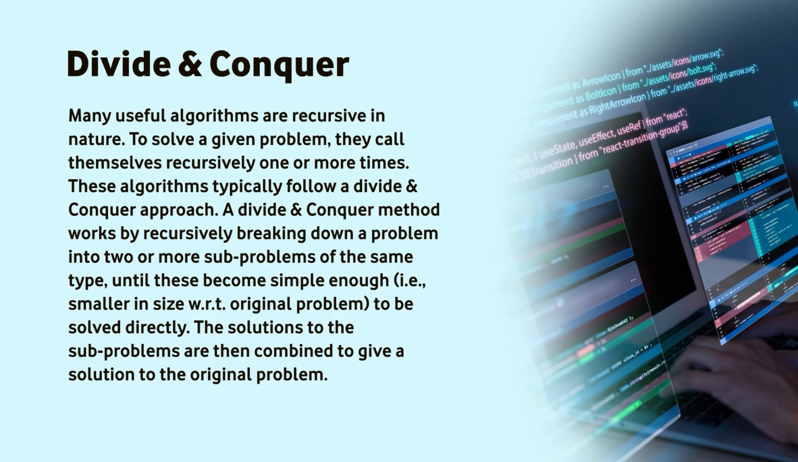But so many useful algorithms are recursive in nature. So to solve a given problem, they call themselves recursively one or more times. So these algorithms typically follow a divide and conquer approach. A divide and conquer approach works by recursively breaking down a problem into two or more subproblems of the same type until these become simple enough to be solved directly.